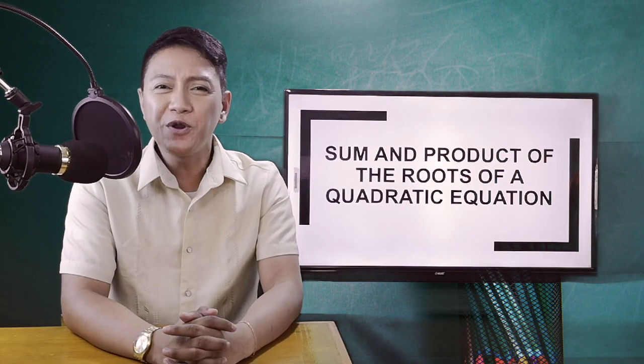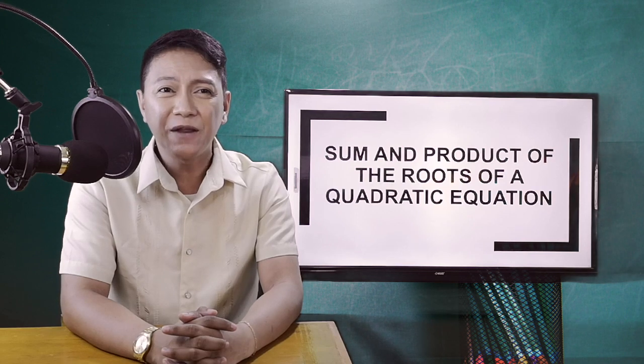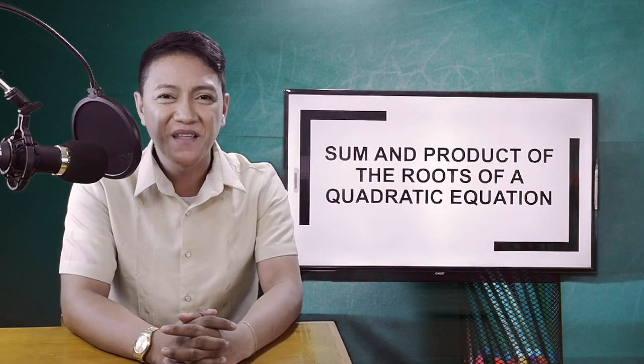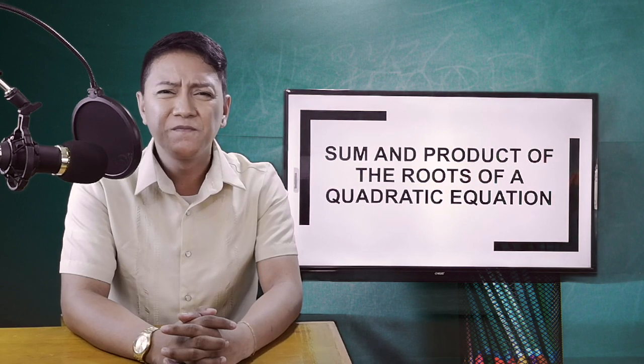Now, do you know that the sum and product of the roots of a quadratic equation can be determined using the coefficients a, b, and c without solving for the roots? That's right! This can already be determined. But how?